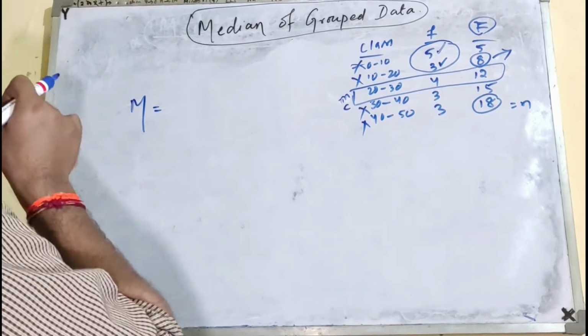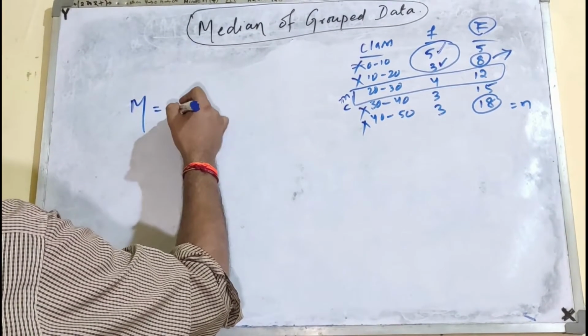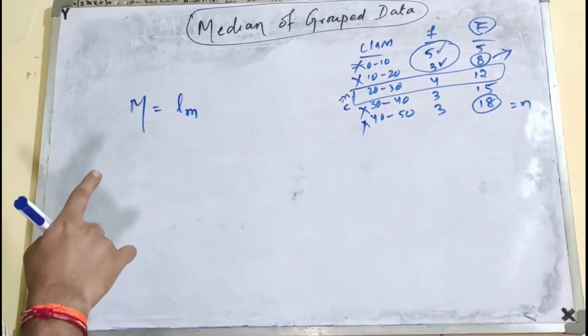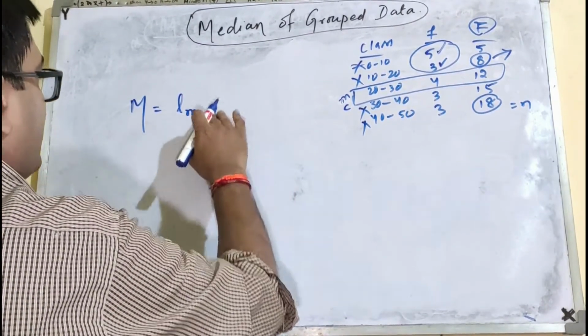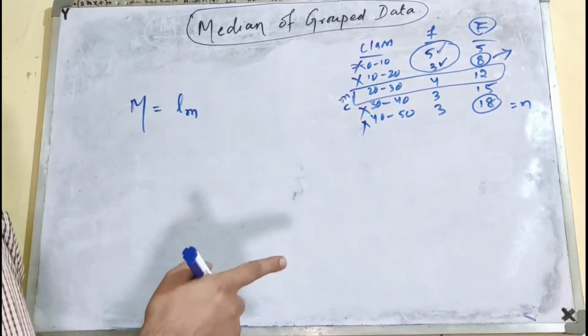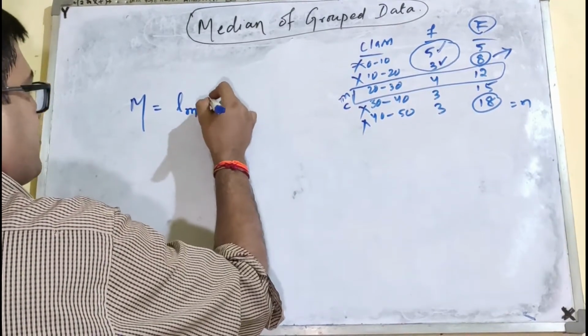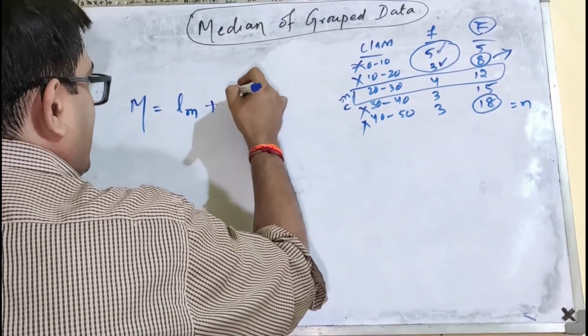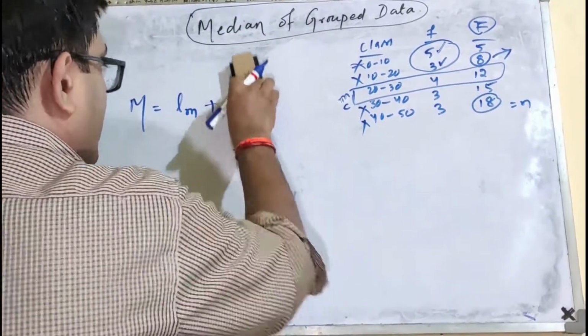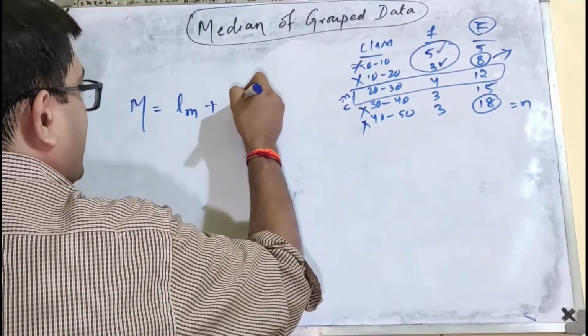The median mark M is going to be the lower limit of the median class. We start from the lower limit of the median class, and then we count the number of assumed spacings that we have to go through before reaching the median class. That is plus n, lowercase n, so it's n by 2.